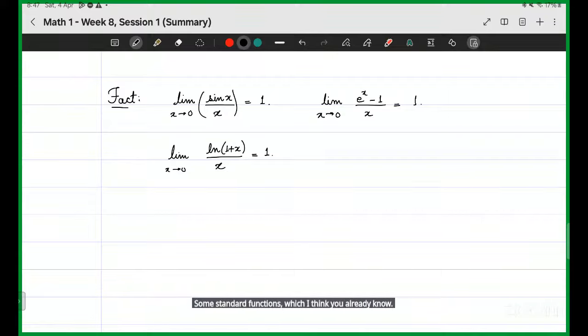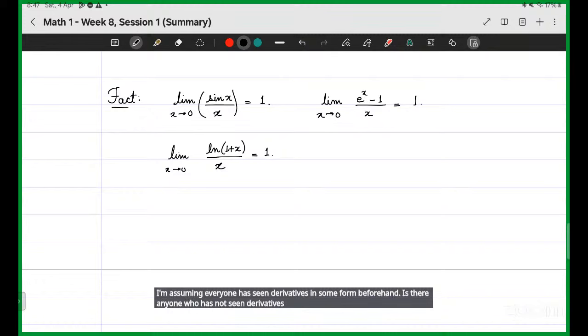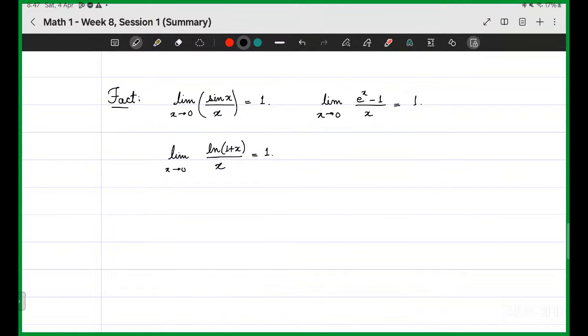I'm assuming everyone has seen derivatives in some form beforehand. Is there anyone who has not seen derivatives at all and will be looking at it here for the first time? No, right?